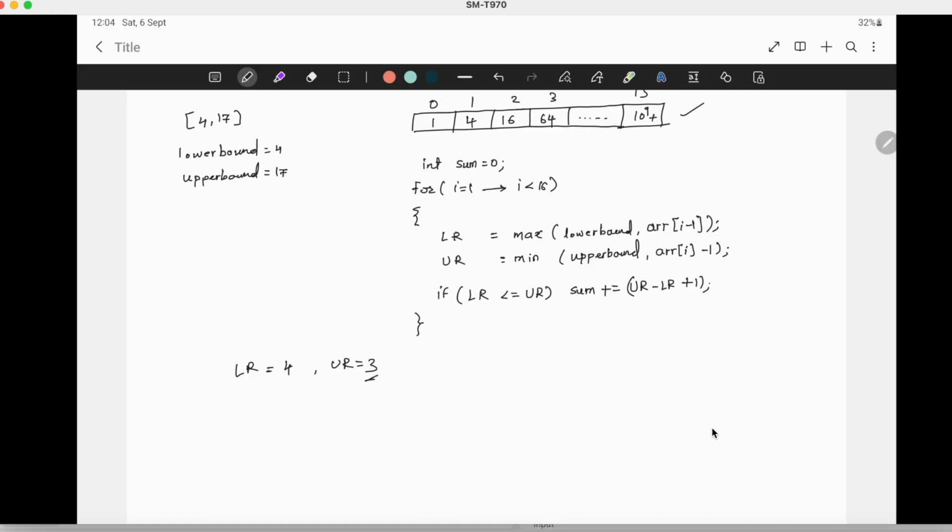That means whatever elements are there below this 4, those elements we are not considering in this particular range. That is the whole idea. It basically says we are not simply considering them.